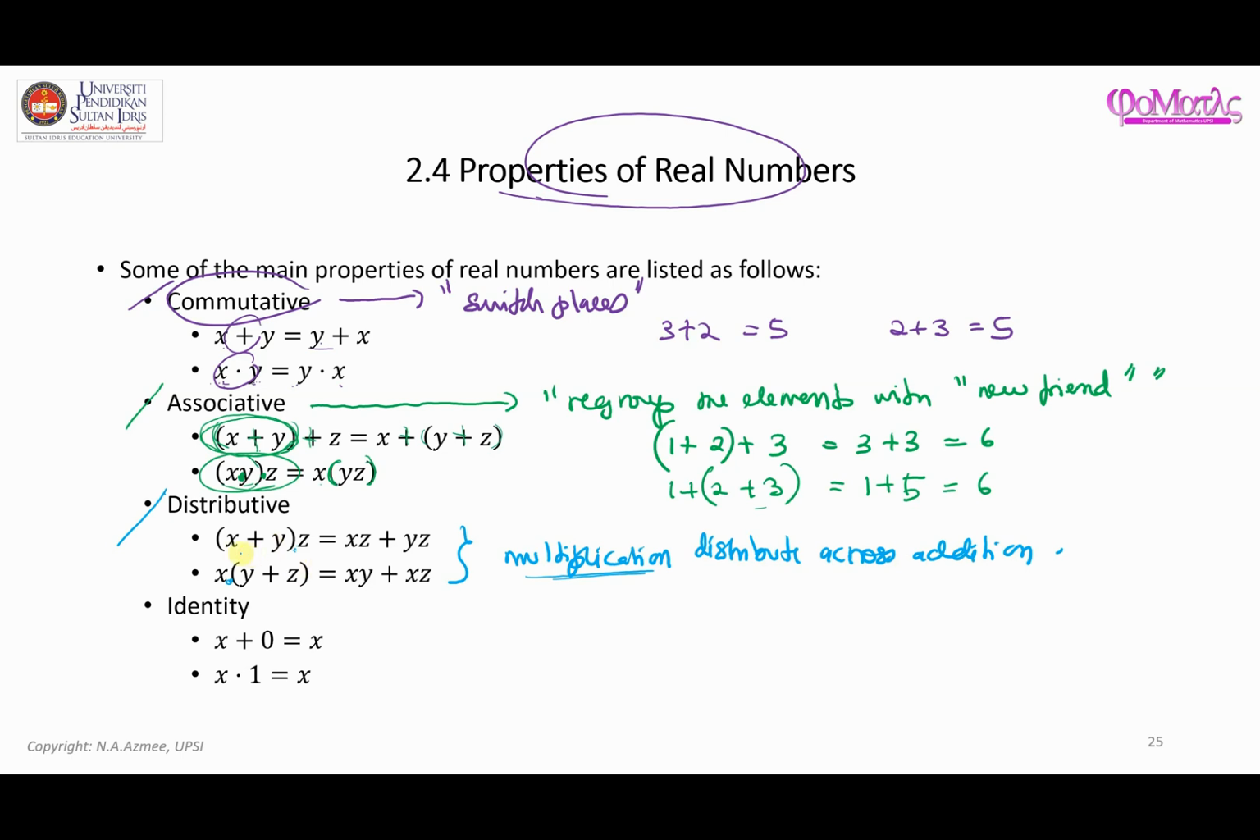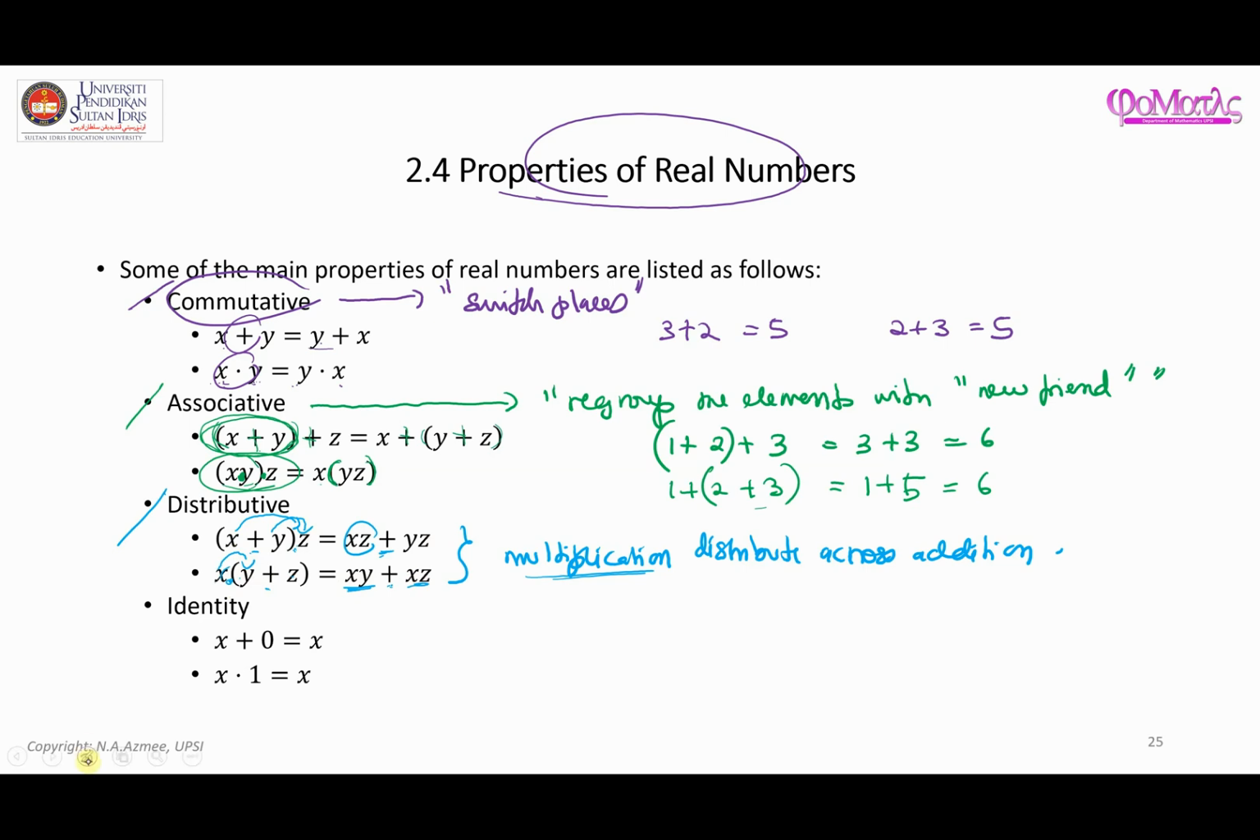For example, if you have x plus y times z, you can distribute this to x and z. So we got over here, and then we have the addition process, and you distribute y to z. Similar thing with this one, x can be distributed to y, or vice versa. So we got x and y, and then we have the addition process, and we have x and z.